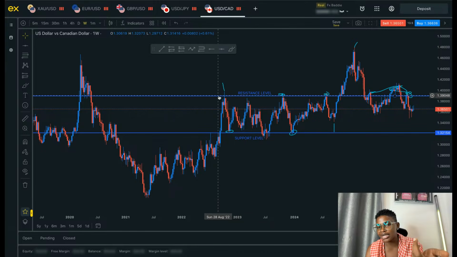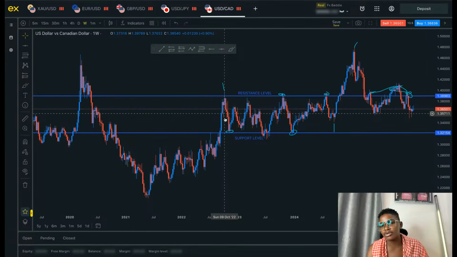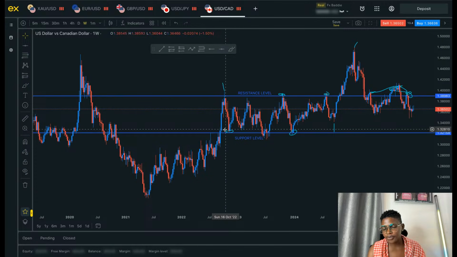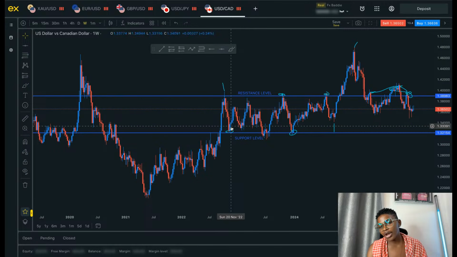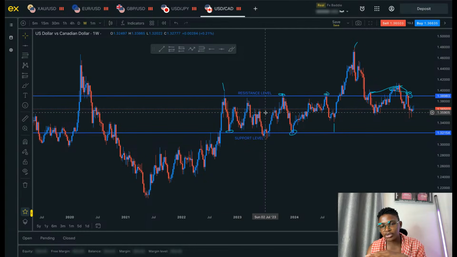And you can see it here clearly. At the resistance level, price bought, got there, could not break it, it started selling. At the support level, price sold, got to the support level, could not break it easily, started buying. So simply put, that's how support and resistance work.